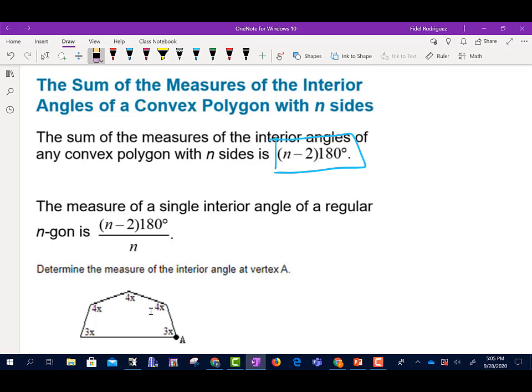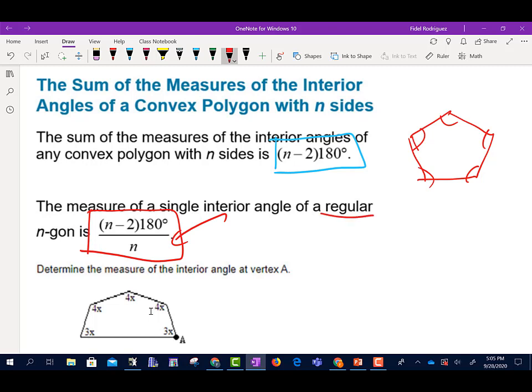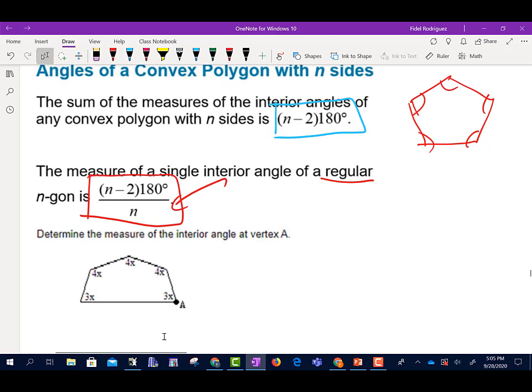And then it says the measure of a single interior angle of a regular n-gon. So guys, what we would mean by this part here is that if you have something that looks kind of like this, and I'm trying to make this as neat as I can, but if they were all the same, then the way we would find each of those angles is we'd use this. It has to be regular, meaning all the sides have to be the same, okay? All right. It says, determine the measure of the interior angle at vertex A. Okay, so let's see if we can figure this one out.